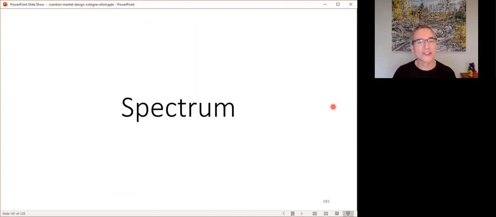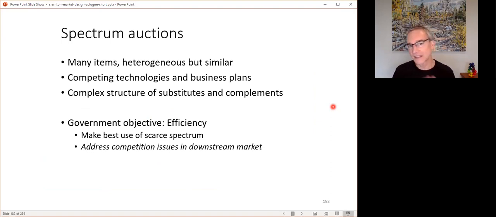With respect to radio spectrum, this is a complicated economic problem. We got lots of items. Some are substitutes, some are complements. There's competing technologies, business plans.